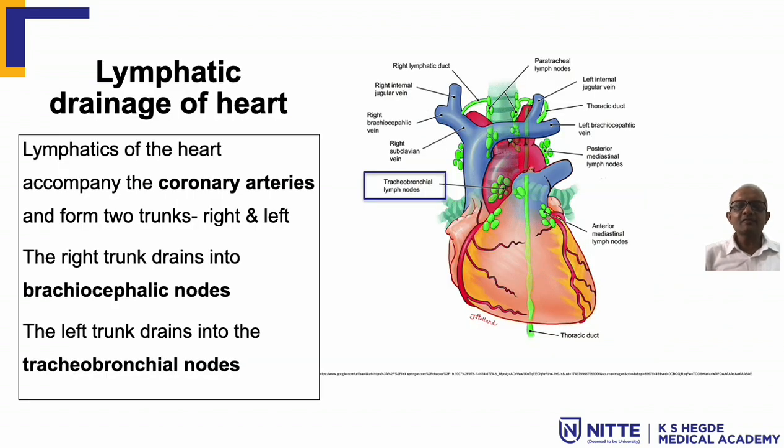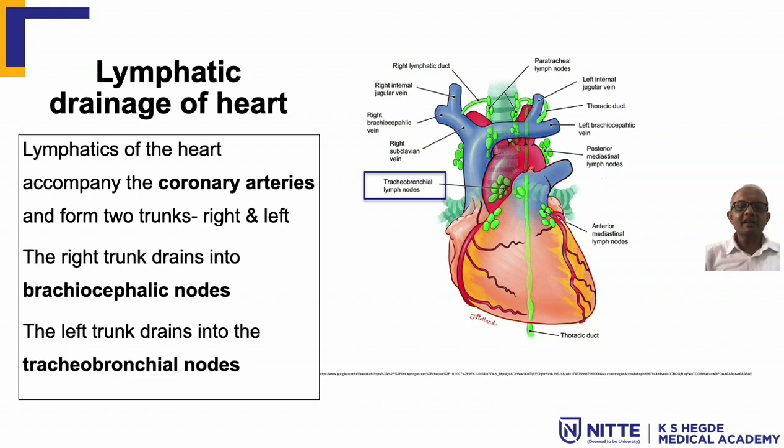Let's discuss the lymphatic drainage of the heart. The lymphatics of the heart accompany the coronary arteries, and we are all aware that there are right and left coronary arteries. So similarly, the lymphatics form two trunks, the right and left. The right trunk drains into the brachiocephalic nodes, whereas the left one drains into the tracheobronchial nodes.